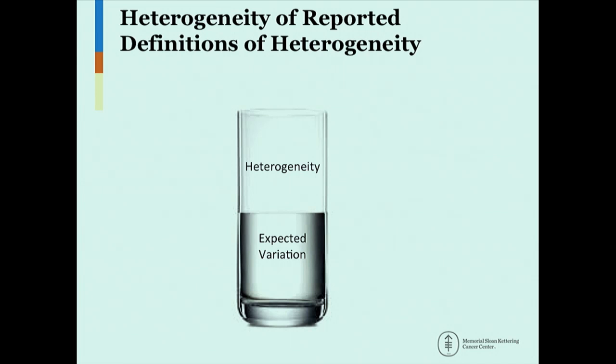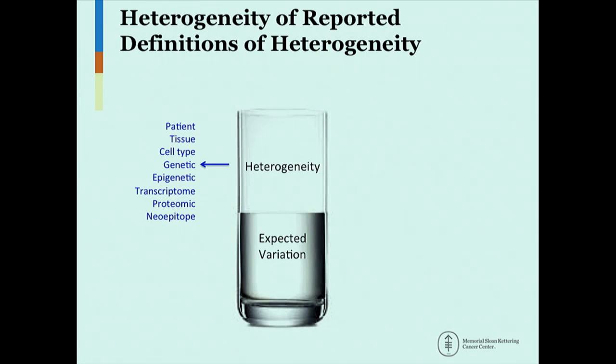So now we'll get a little bit into what do we think about this. So there is heterogeneity, and I think even in this session, heterogeneity of reported definitions of heterogeneity. What is the definition of heterogeneity? And depending on what you define it as, you can get a very different result. So there is expected variation in a tissue or a tumor, and then there could be heterogeneity.